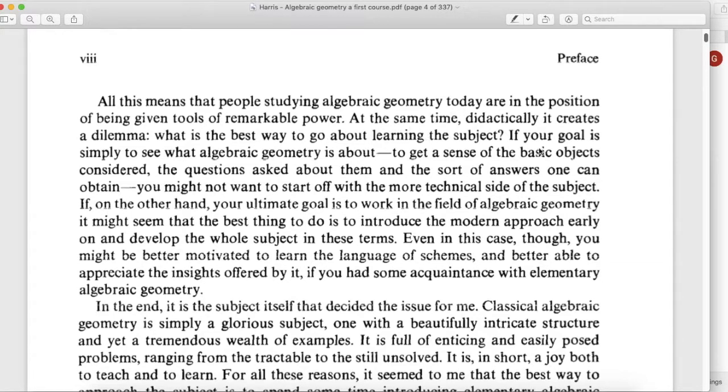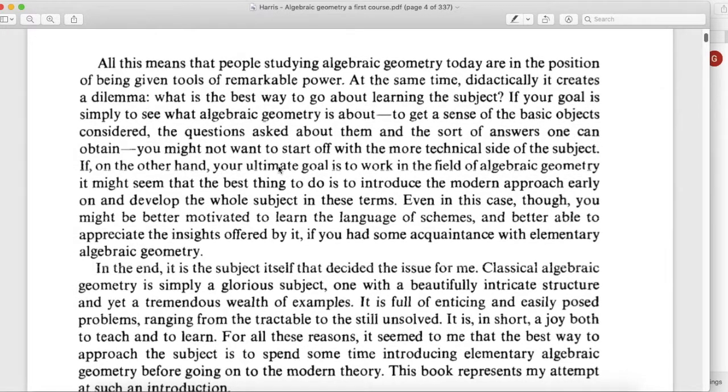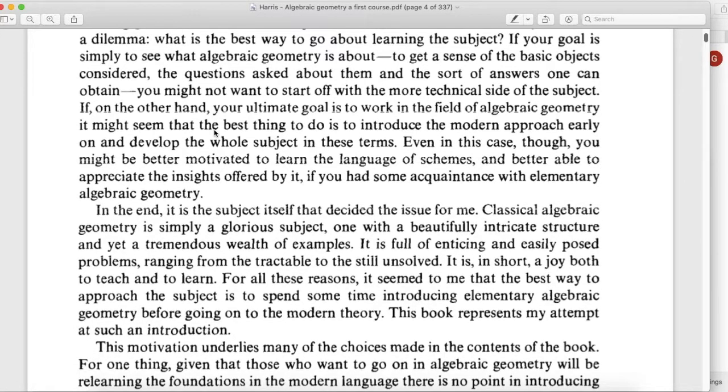So what's the best way to go about learning the subject? If the goal is simply to see what algebraic geometry is about, to get a sense of the basic objects considered, the questions asked about them, and the sort of answers one can obtain, you might not want to start out with the more technical aspect of the subject. On the other hand, if your ultimate goal is to work in the field of algebraic geometry, it might seem that the best thing to do is to introduce the modern approach early on and develop the whole subject in these terms. That's a tough question.